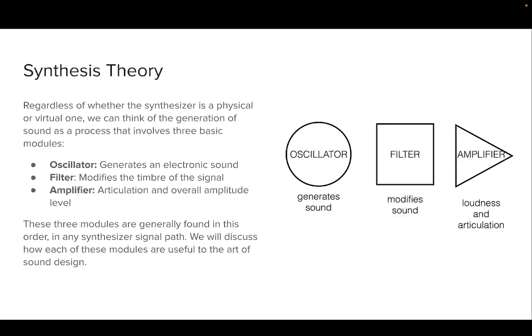Note that the picture on the right shows these three modules in their order with their designated shapes. We sometimes use flowcharts to show how sounds are designed and the modules that are at work in each sound. Oscillators are typically circles, filters are typically squares, and amplifiers are typically triangles pointing to the right.